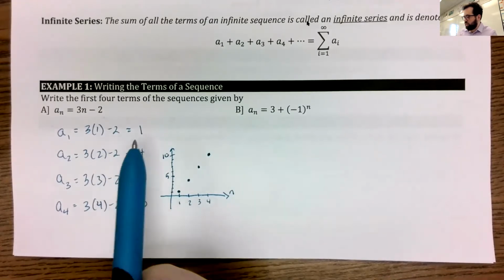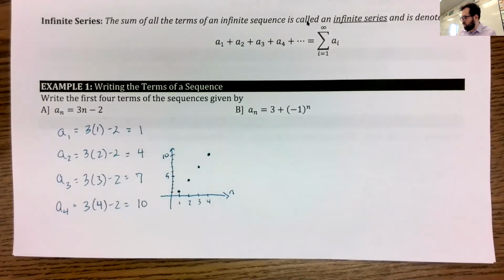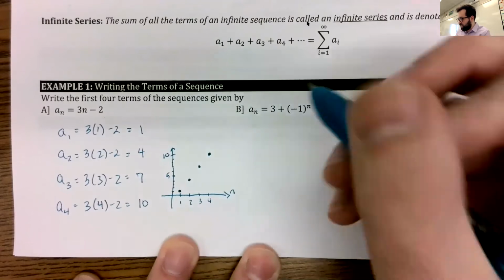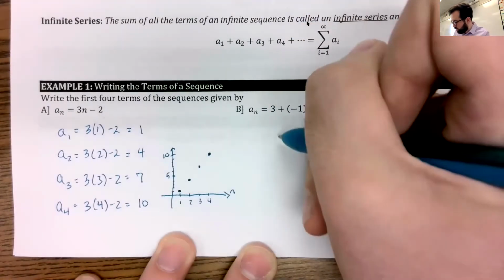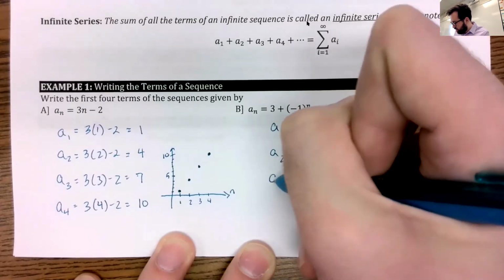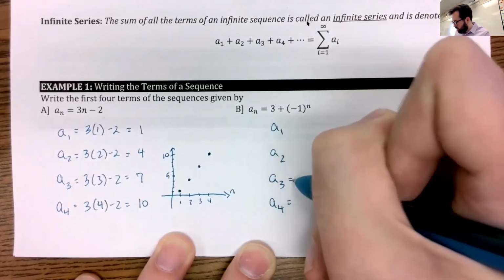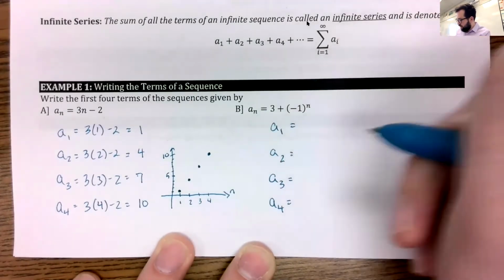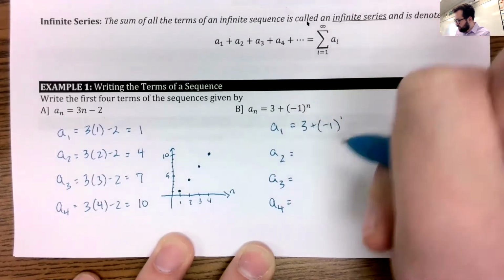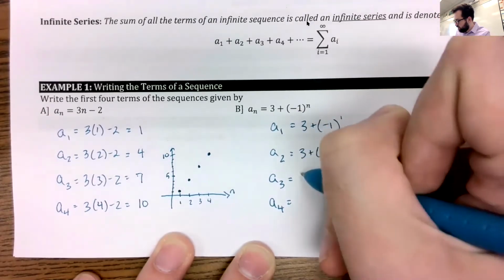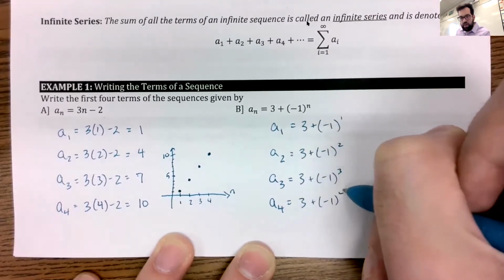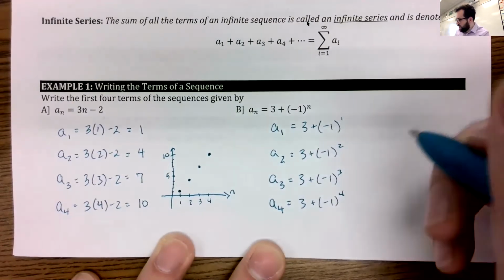However, it would be pretty common to just see it as a series of numbers, as a sequence of numbers instead of looking at it on a graph. But let's look at letter B. A sub n equals 3 plus parentheses -1 to the n. All right, let's see what happens this time. Again, we're finding the first 4 terms. So I'm just going to plug in each corresponding n value for n. And you can see what's going to happen here.